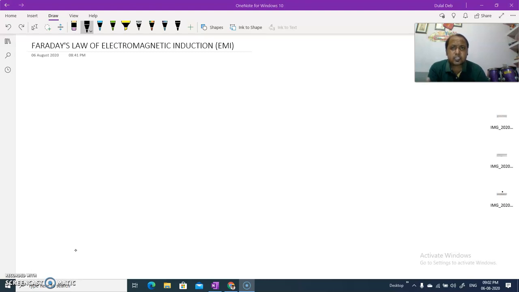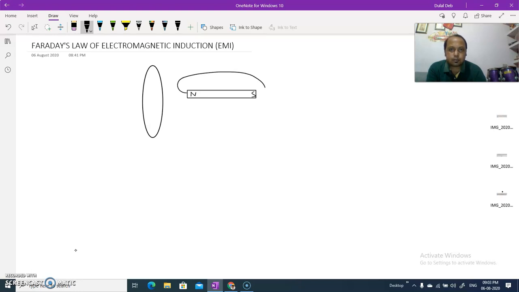So first of all, let us discuss the experiment. A coil is taken, let it be a circular coil, and suppose a magnet is also considered. Let this be the magnet, with this the north pole and this the south pole. So we have the magnetic lines of force from the north pole to the south pole outside the magnet, and from south to north inside the magnet.